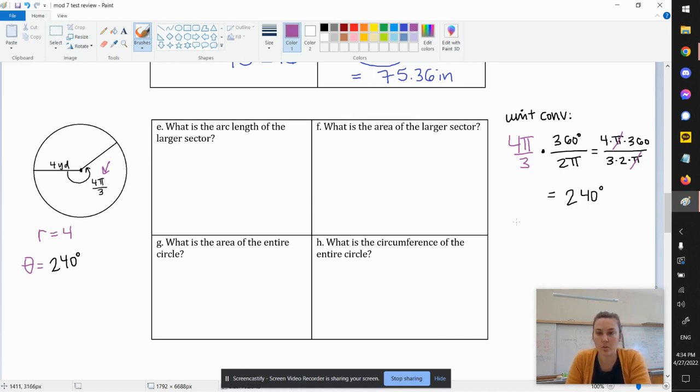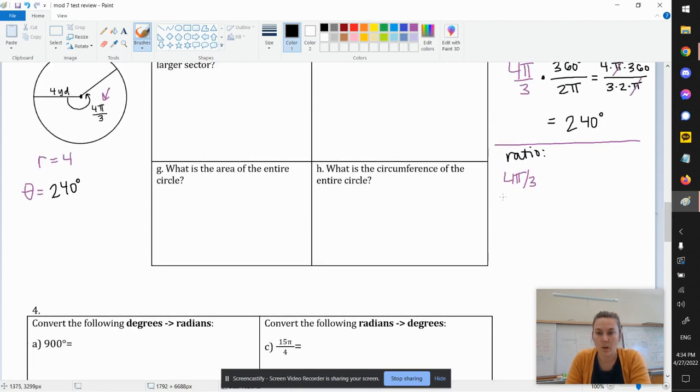If we instead wanted to do the ratio way, right, 4 pi over 3, I would put my 4 pi over 3 over 2 pi, because that's all the way around the circle in radians. I'd put x over 360, because I don't know the degrees, but I do know that all the way around is 360. And now I would cross multiply. I would get 4 pi times 360 over 3 on this side, and then I would get 2 pi x on this side.